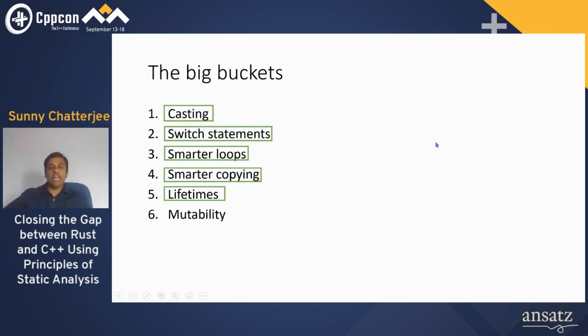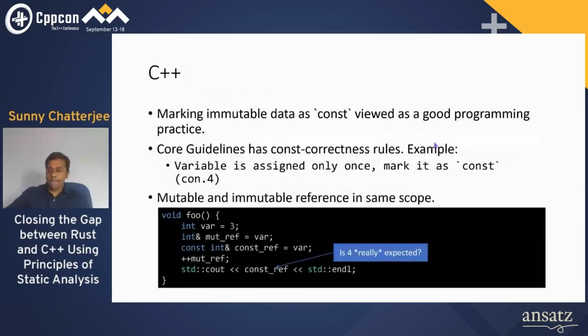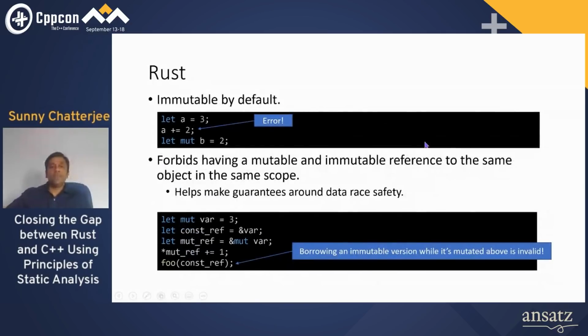All right, so we covered lifetimes. Next, we'll talk a little bit about mutability. So Rust is immutable by default. What it means is that if you have a variable that's assigned a value of 3, and you're trying to do a plus-assign on that same variable, that's an error in Rust because A is immutable by default. If you want to mark it as mutable, you have to use an explicit keyword in Rust.